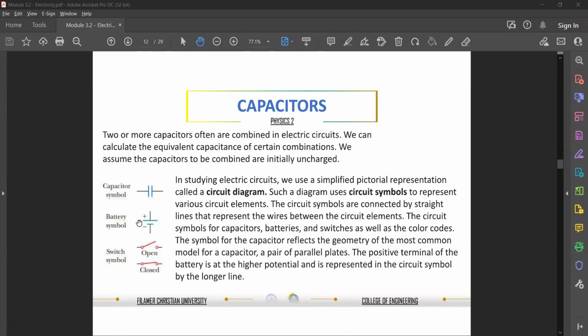So here, we have two types of capacitor: what we call electrolytic and mylar. The mylar has no polarity, while the electrolytic has polarity. So we will learn that later on.